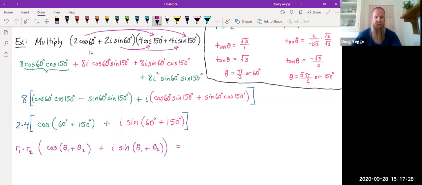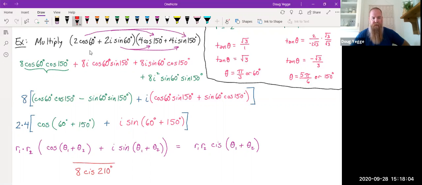Or in other words, we could rewrite it as r1 times r2, and then use the word cis for our shorthand notation, and get theta 1 plus theta 2. So in other words, in order to multiply two complex numbers together, we're simply multiplying the r values and adding the theta values. And therefore, our final result becomes 8 cis of 210 degrees.